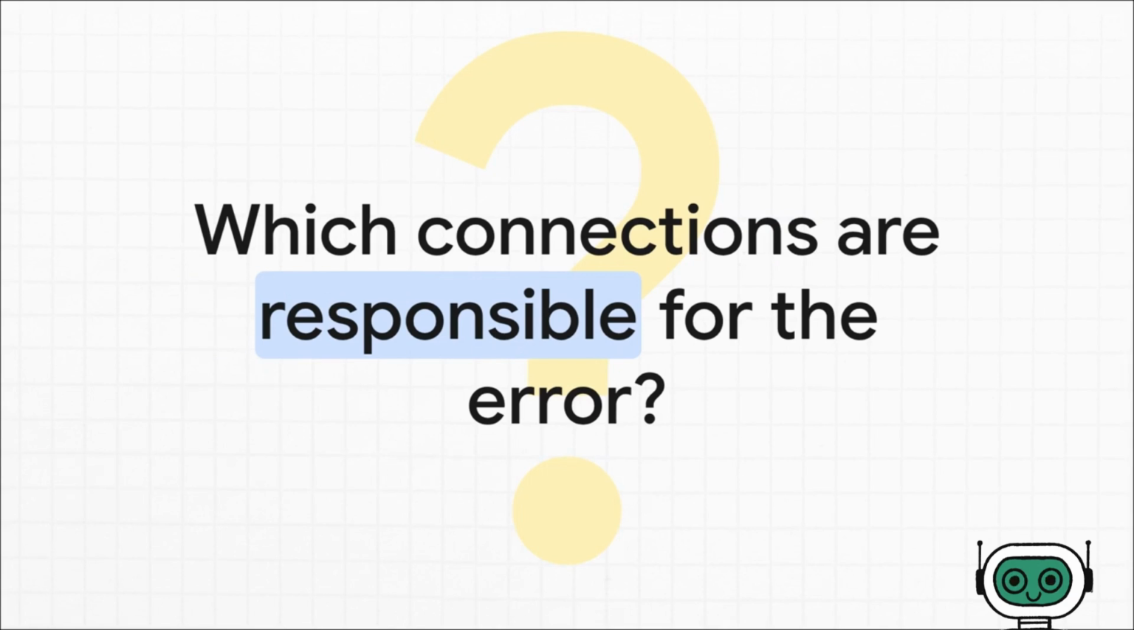And this brings us right back to that huge question. Which of those millions of connections is actually responsible for the error? In machine learning, this is called the credit assignment problem. How do you assign the blame or the credit to each tiny little component in this massive, complex system?